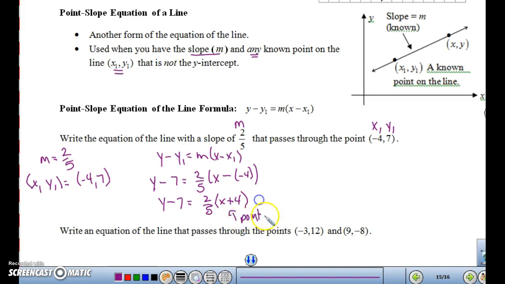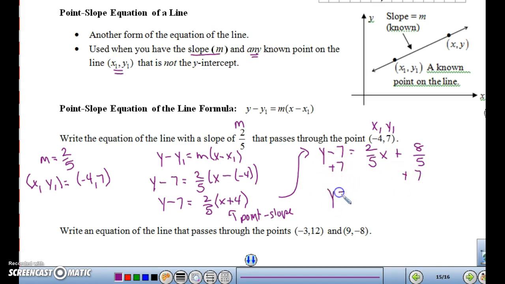What if we wanted to get it into y equals mx plus b form? Well, all we have to do is solve for y. So to solve for y, to get to slope-intercept form, we distribute the 2/5 through the parentheses. Y minus 7 equals 2/5 x plus 8/5. And then, to get the y by itself, we just add the 7.